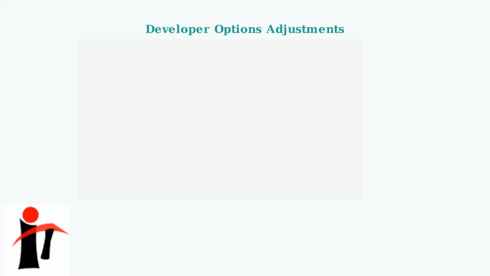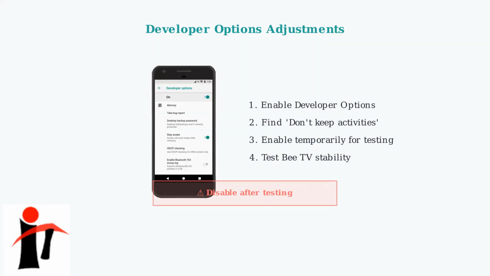Advanced users can access Android's developer options to fine-tune memory management settings that may help with app stability. Enable the Don't Keep Activities option temporarily to test memory management improvements. This forces Android to more aggressively manage app memory usage.